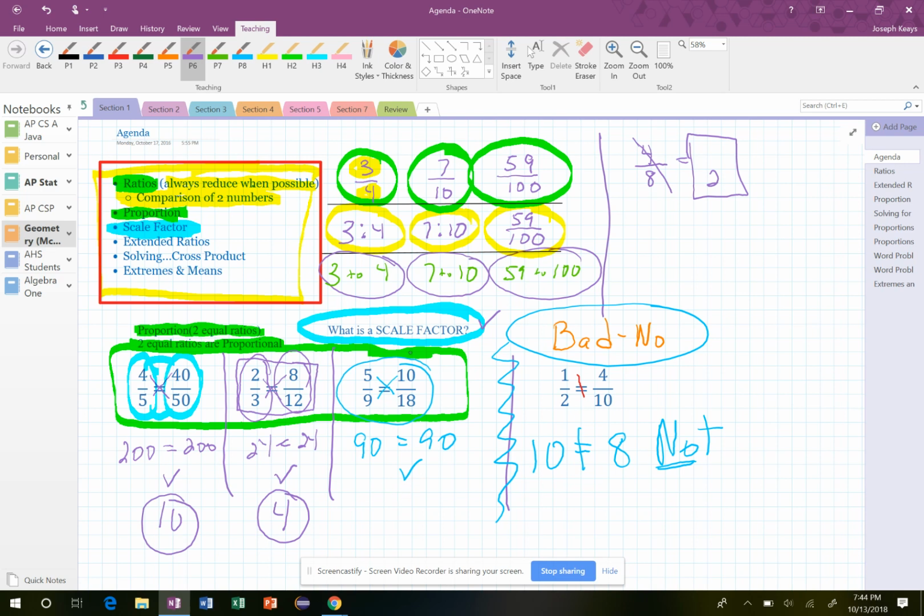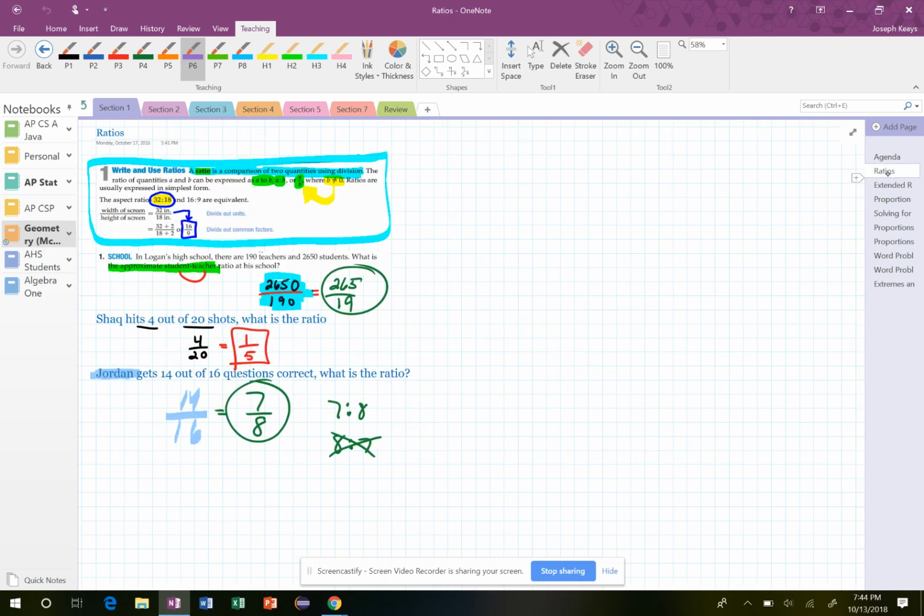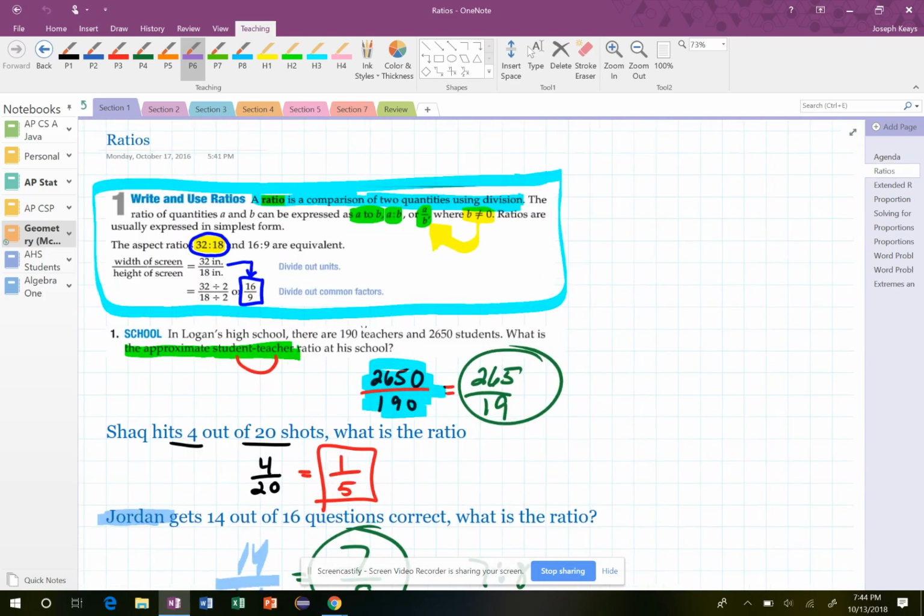Let's see about this one. 5 to 10, that looks like a scale factor of 2. 9 to 18, that looks like a scale factor of 2. Again, make sure you understand that, yes, these are initial examples, and these are nice whole numbers. Sometimes scale factors are 1.5 or 7.5 or 2 and 2/3. Just be on the lookout for that. Okay. So let's take a look at a few more ratio problems before we move on.